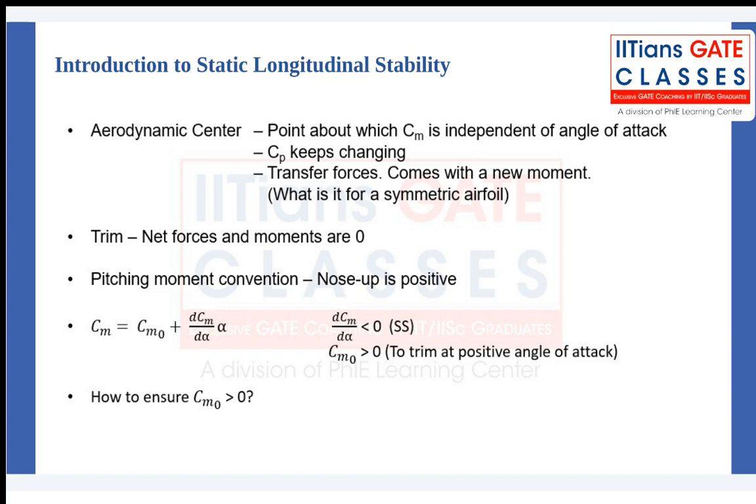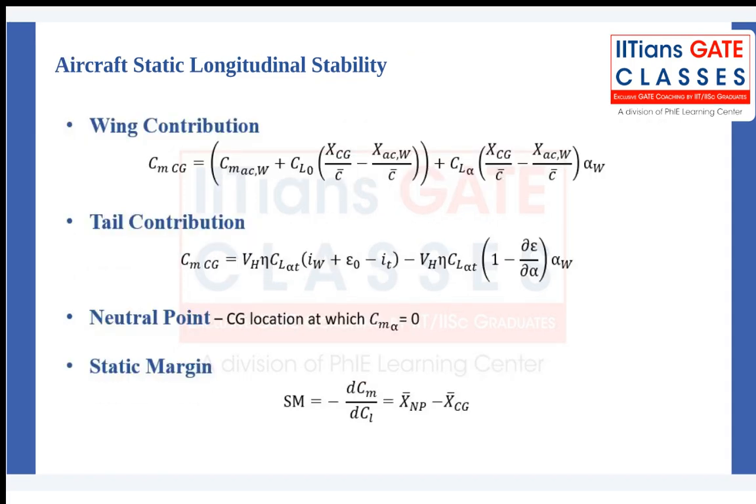Then we saw some equations, something that you should familiarize yourself with. So you have the wing contribution towards Cm naught, tail contribution towards Cm naught, then wing contribution towards Cm alpha, and tail contribution towards Cm alpha. We saw a neutral point. Neutral point is just the aerodynamic center of the entire aircraft.